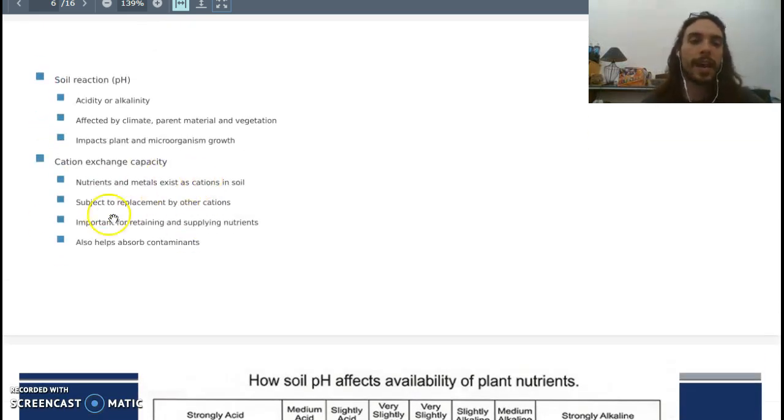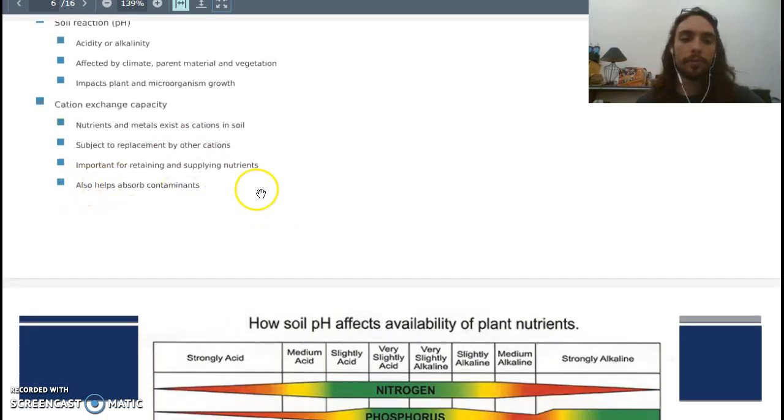Then we have this thing called the cation exchange capacity, and that's just the soil's ability to replace metals in the soil and use those metals. Metals exist as cations in the soil, and cations are basically anything that's positively charged. When it's in the soil, the roots replace these metal cations with their own cations. And so it says right here, subject to replacement by other cations. They replace those metals in the soil and use them as nutrients, like iron and nickel and all sorts of things like that. They're important for retaining and supplying nutrients, and they also help to absorb contaminants.